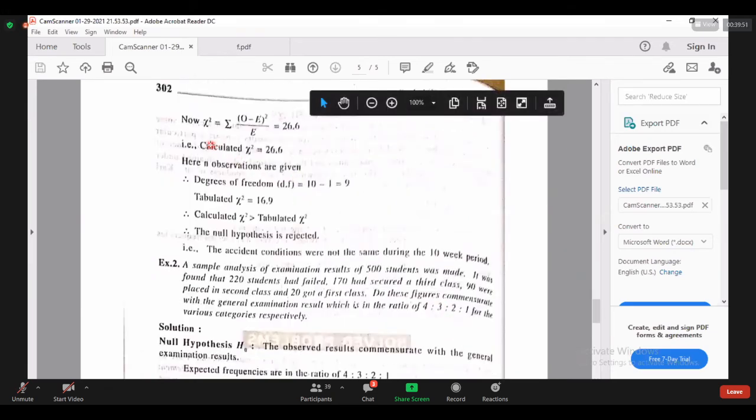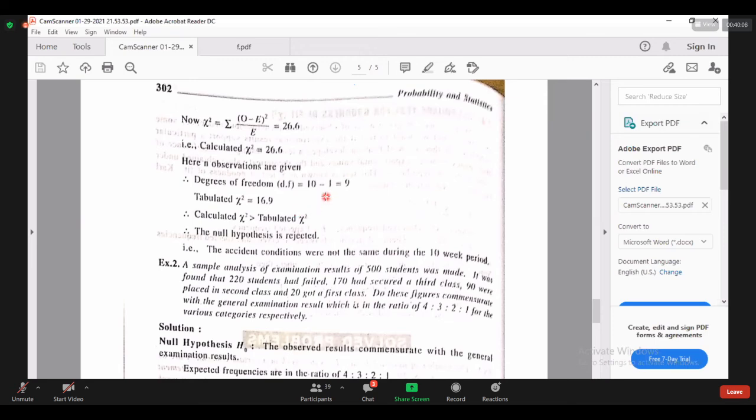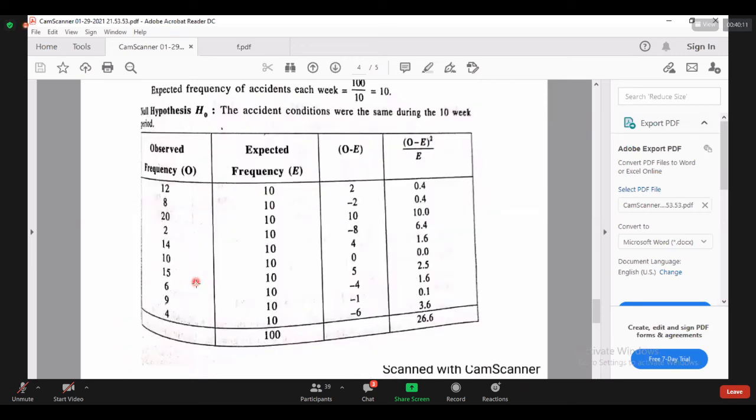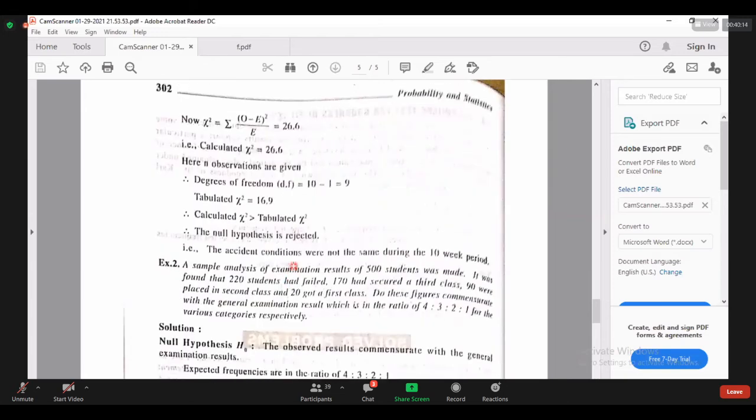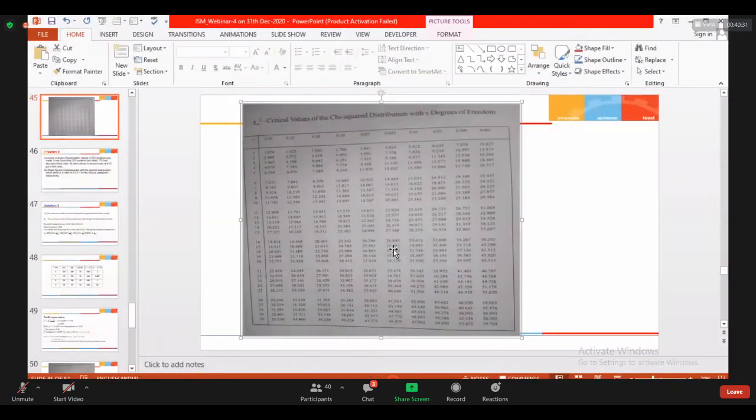Now we have to find the chi-square calculated value. Chi-square calculated is the summation of (Oi minus Ei) whole square by Ei, that is 26.6. Next, we find the chi-square tabular value. The degrees of freedom is n minus 1. Total 10 weeks of data is given, so the sample size is 10. Degrees of freedom is 10 minus 1, that is 9. I will show the chi-square table value.